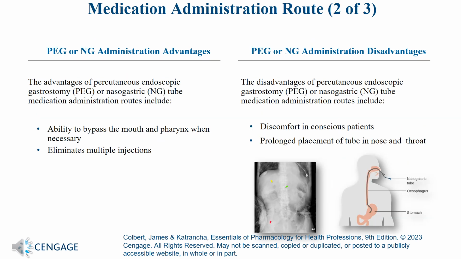Our next route is our PEG or NG administration. The advantage is the ability to bypass the mouth and the pharynx when it's necessary, and it helps eliminate multiple injections. Some of our disadvantages are discomfort to our conscious patients, and the prolonged placement of the tube in the nose and the throat.